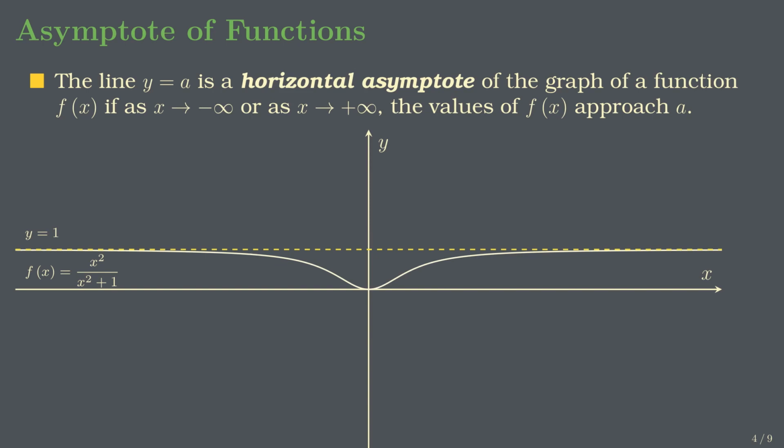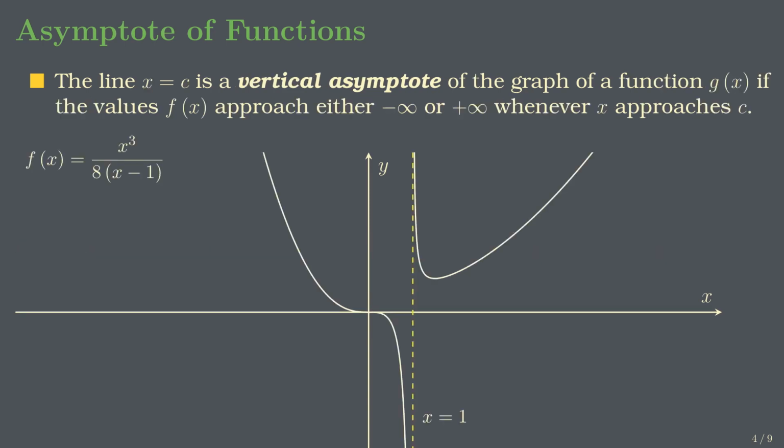If we generalize this example, we have the notion of a horizontal asymptote of a function, meaning that the line y = a is called a horizontal asymptote of a function f(x) if whenever x tends to minus or plus infinity, the value of f(x) approaches a. The second kind of asymptote is a vertical asymptote.